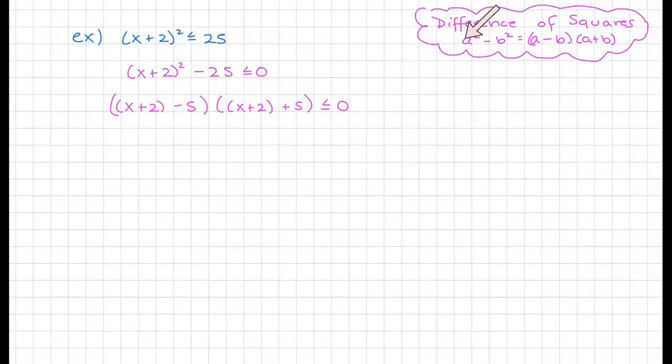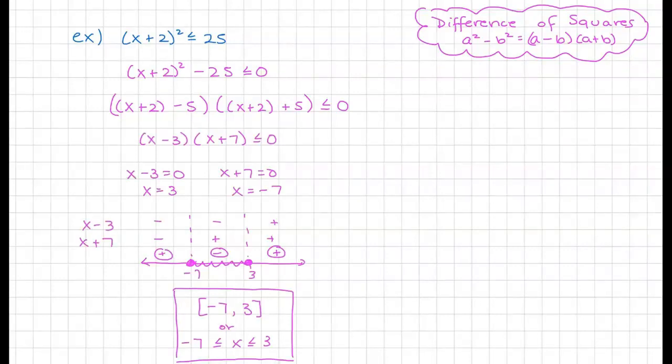So it's like our a is x plus 2, and our b is 5. So it's a minus b, a plus b, or x plus 2 minus 5, x plus 2 plus 5. Definitely the fastest way to factor this one. Okay, if you got stuck there, now keep going.